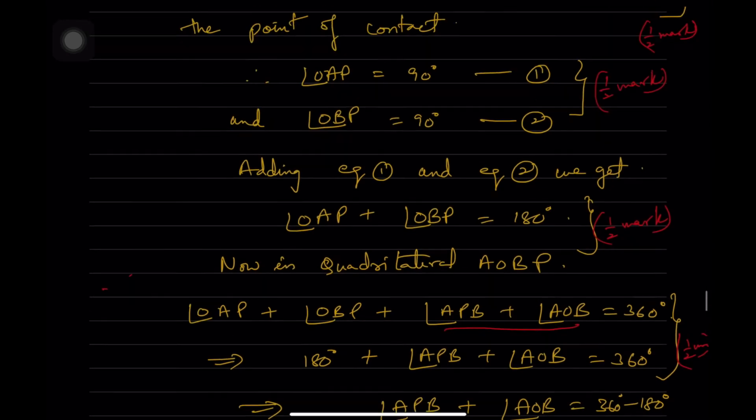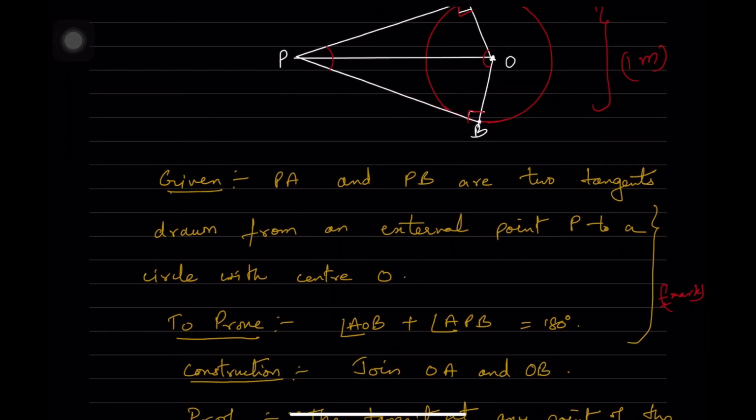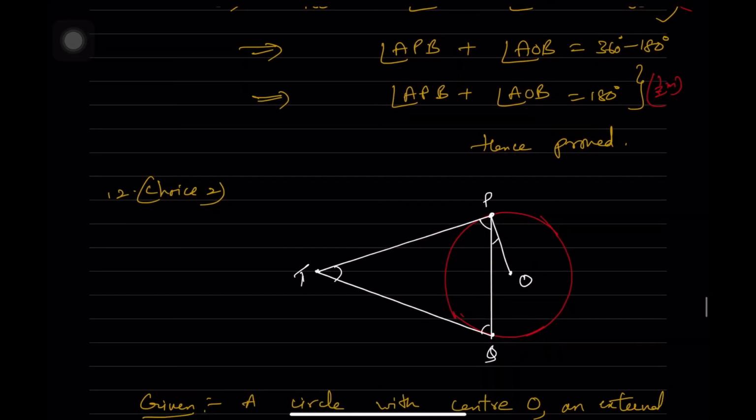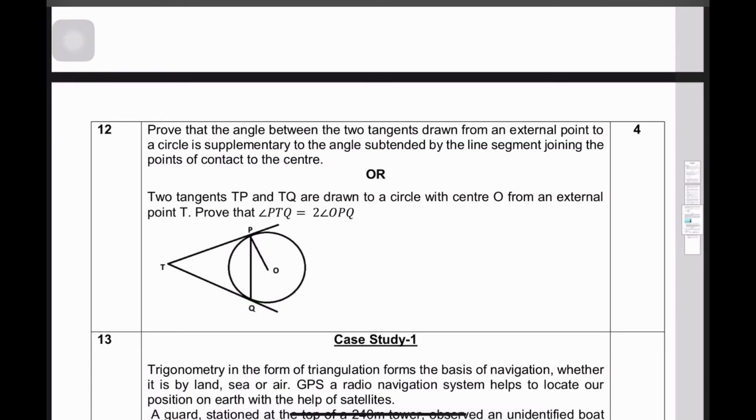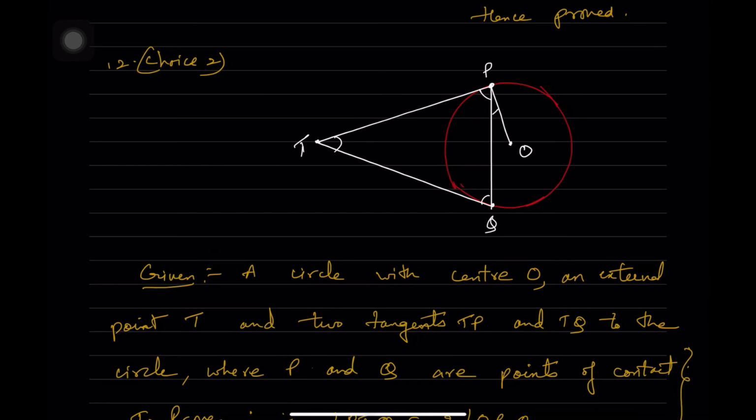This is 1 mark, 2 marks, 3 marks, and for the figure you are having 1 mark. So totally 4 marks. Now we'll go into the choice. So what is the second one? You are having two tangents TP and TQ drawn to a circle with center O from an external point T. Prove that angle PTQ is equal to 2 angle OPQ. Now this is a choice question, the second choice.